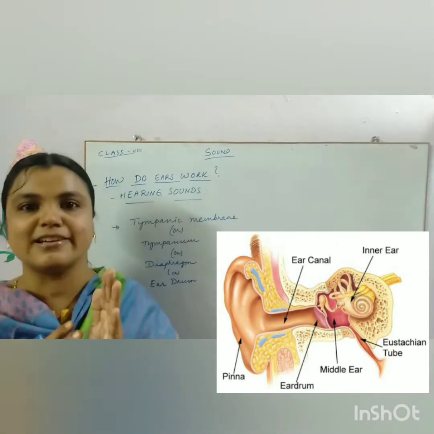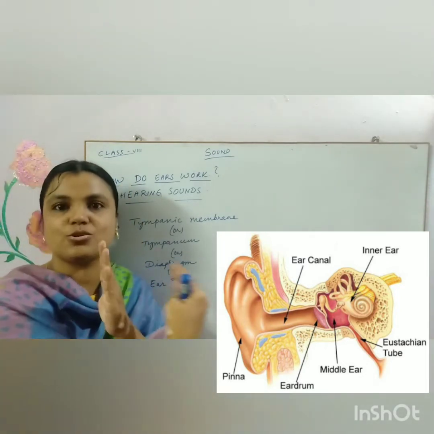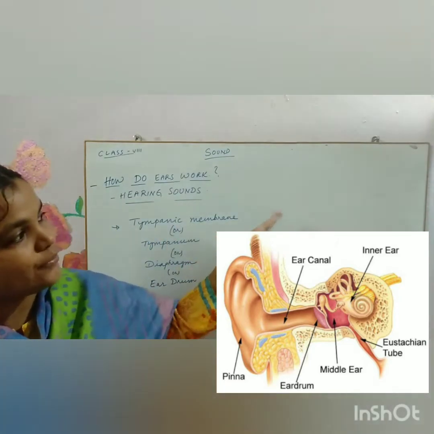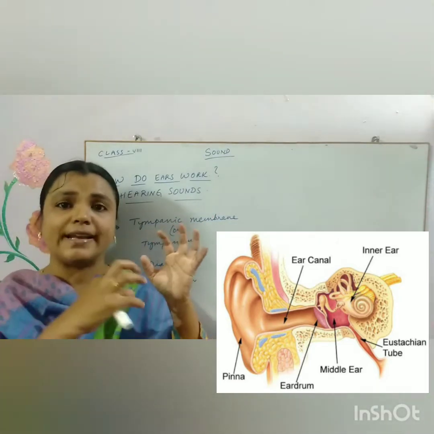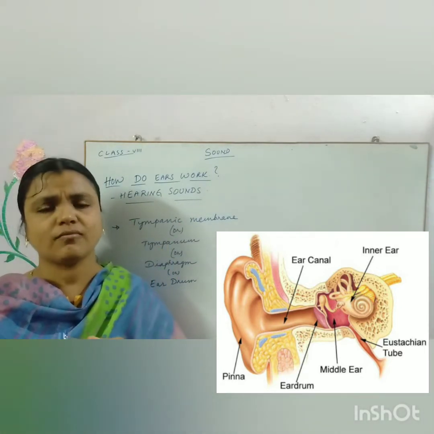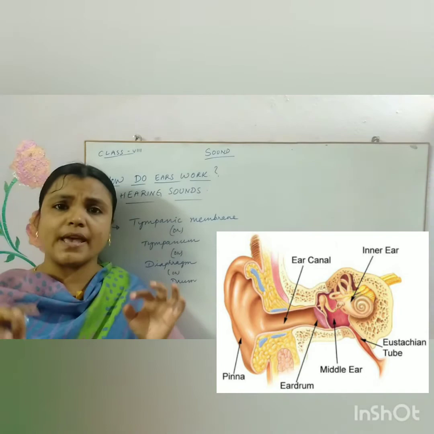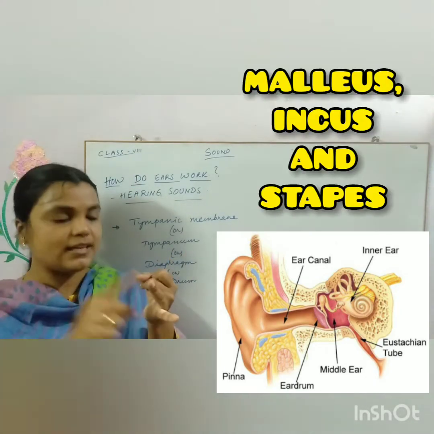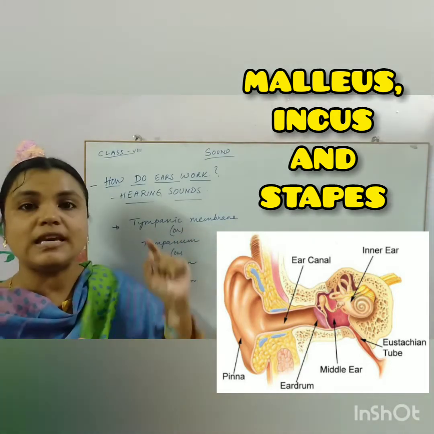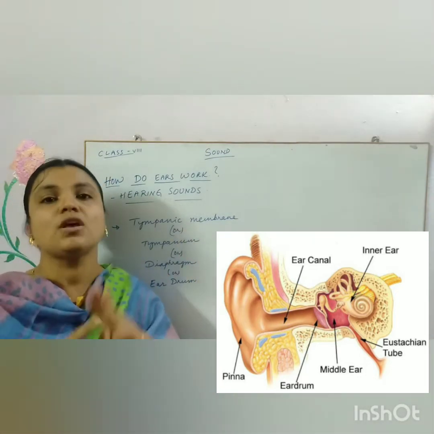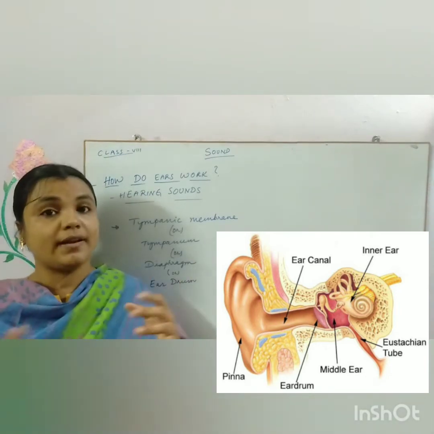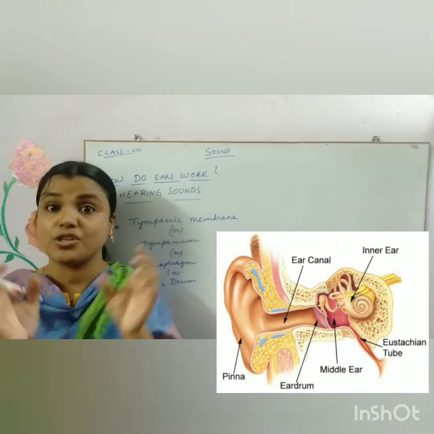And now this eardrum is connected to the other parts of the inner ear, children. As you can see here, after the eardrum, connected to it are very small bones, the smallest bones actually, and they are called malleus, incus and stapes. These are the three small bones which help in hearing, children, because they are in connection with the diaphragm.